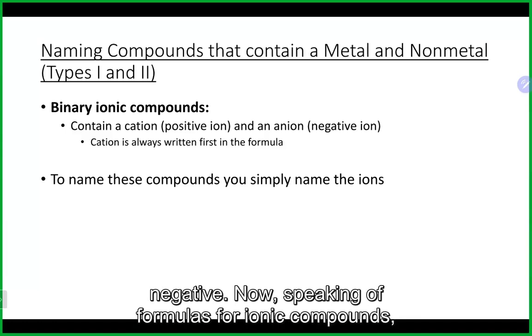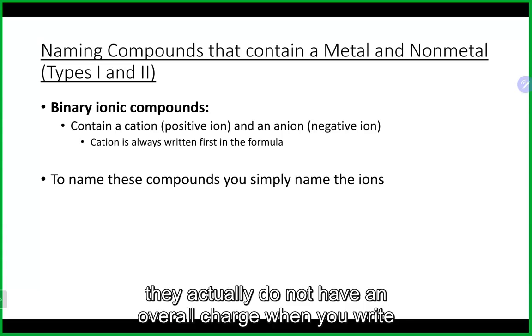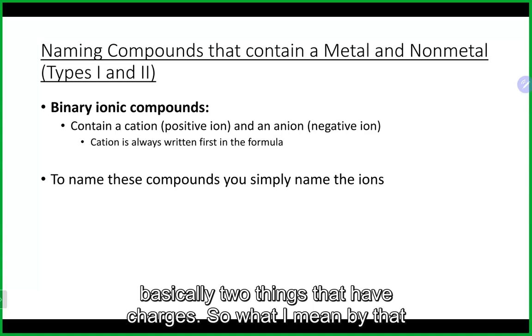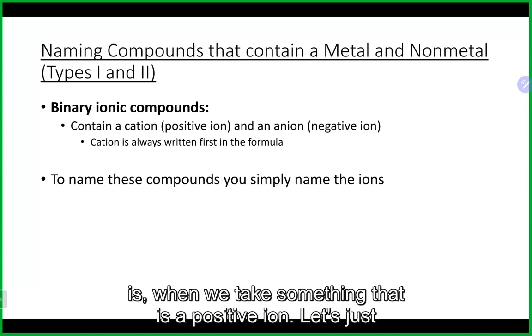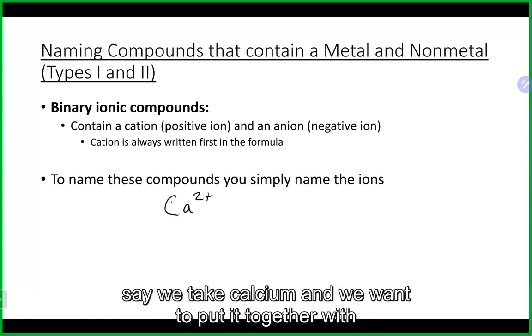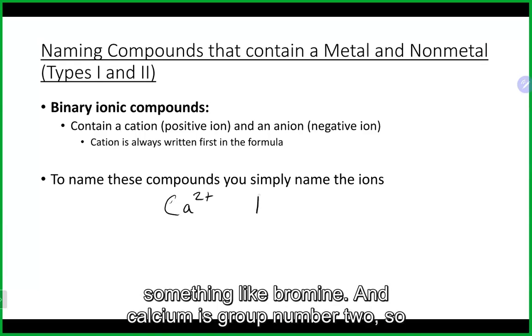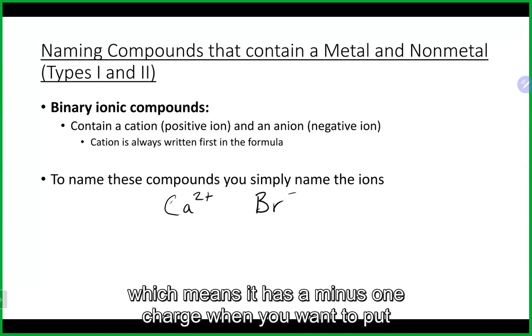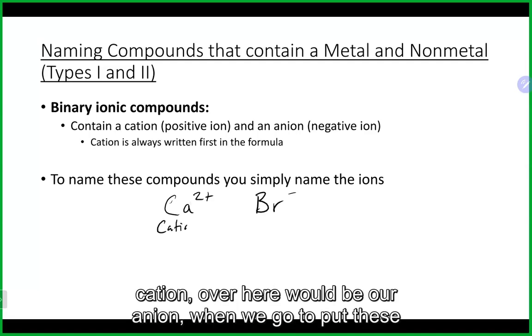Now, speaking of formulas for ionic compounds, they actually do not have an overall charge when you write the formula, even though they are made of two things that have charges. What I mean is, let's say we take calcium and we want to put it together with bromine. Calcium is group number 2, so it has a +2 charge. Bromine is group number 7, which means it has a -1 charge. Calcium is our cation, and bromine is our anion.